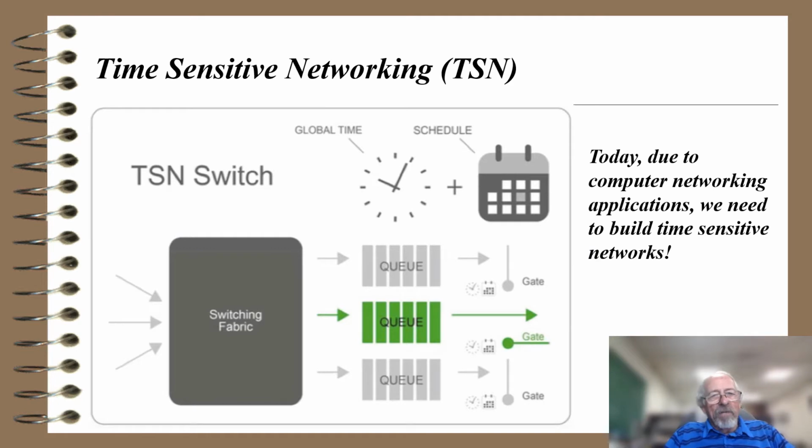Time-sensitive networking is something that's relatively new, and today, due to computer networking applications, we need to build time-sensitive networks. This graphic shows a time-sensitive network switch. It shows inputs coming into a switching fabric, and some of them will have priority over others, and there might be a schedule associated with global time. Various outputs from that switching fabric might have priority over other things. If you think about automatic emergency braking systems for automobiles, you certainly would like to give priority to that type of traffic.